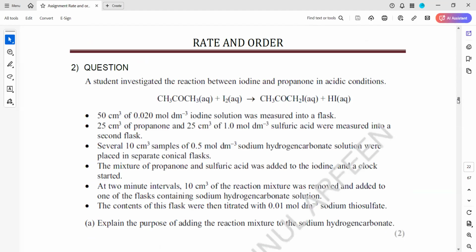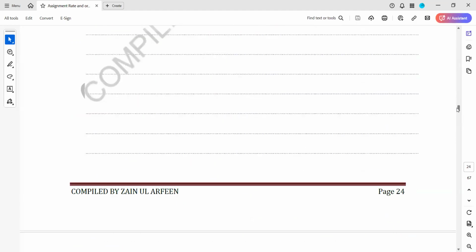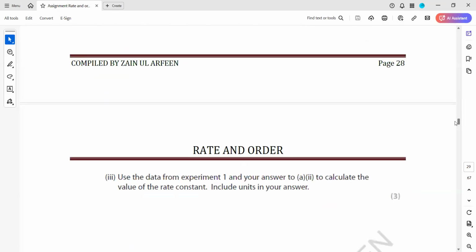That will be given in the standard data booklet. It will be given. Standard values will be given. Entropy will be given in the question.